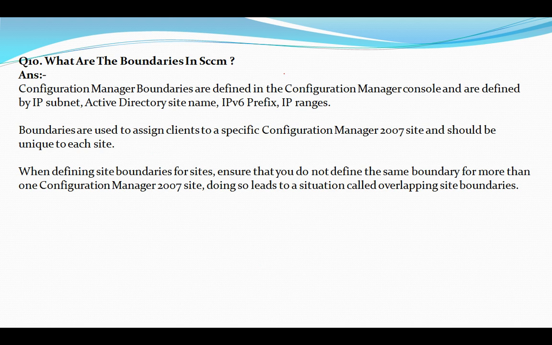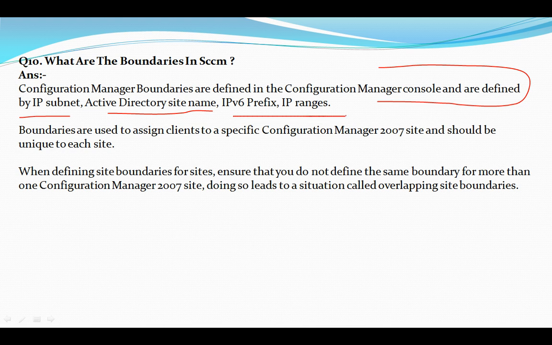Guys, next question: what are the boundaries in SCCM? Very important things. Configuration Manager boundaries are defined in the Configuration Manager console when we configure it, and are defined by IP subnet. A boundary can contain an IP subnet, an Active Directory site name, an IPv6 prefix, or IP ranges. This is what we basically have inside a boundary.